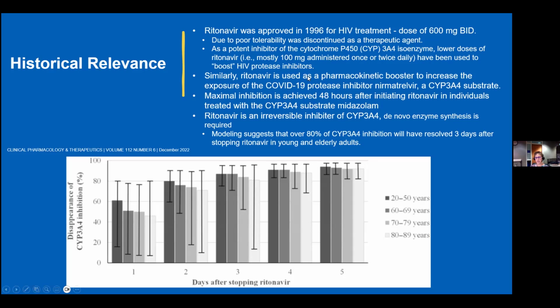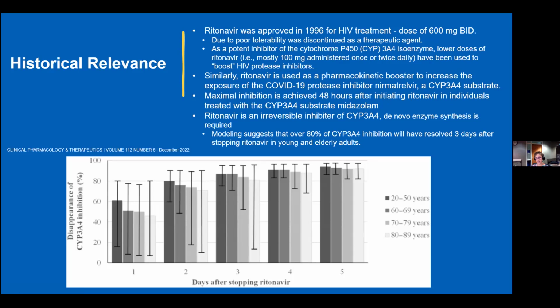Ritonavir has also been used to boost medications used to treat COVID-19 more recently. And then I just wanted to point out here that maximal inhibition of this enzyme, especially if you're thinking about the substrate midazolam, occurs at about 48 hours of dosing of ritonavir. And since ritonavir is an irreversible or permanent inhibitor of 3A4, you need de novo synthesis of that enzyme to begin metabolizing drug again.